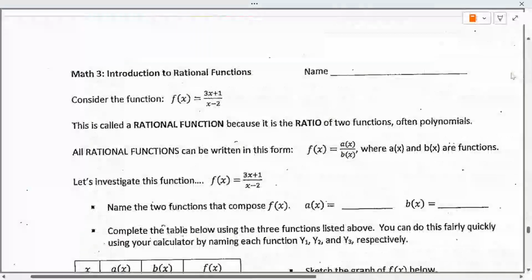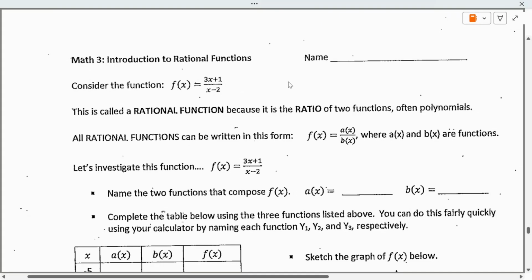Okay. So today we're doing lesson 4.1, Introduction to Rational Functions. So consider the function f of x equals 3x plus 1 all over x minus 2. This is called a rational function, and we already talked about this.